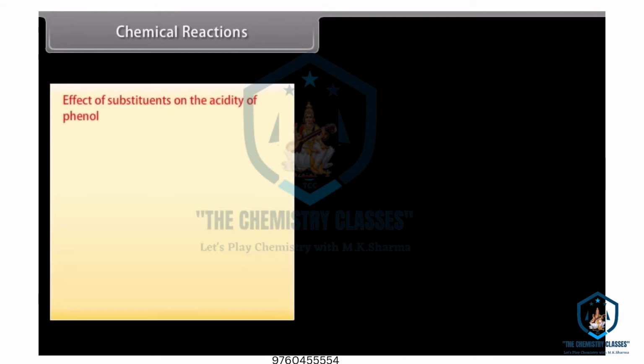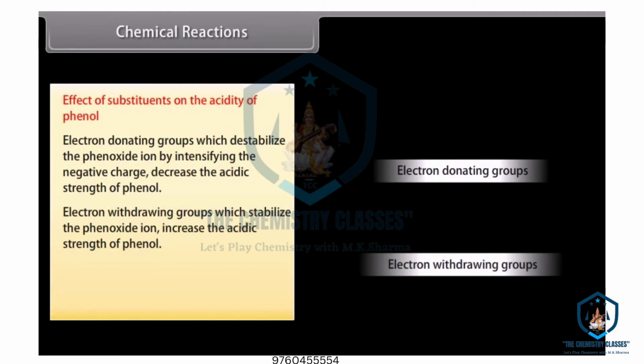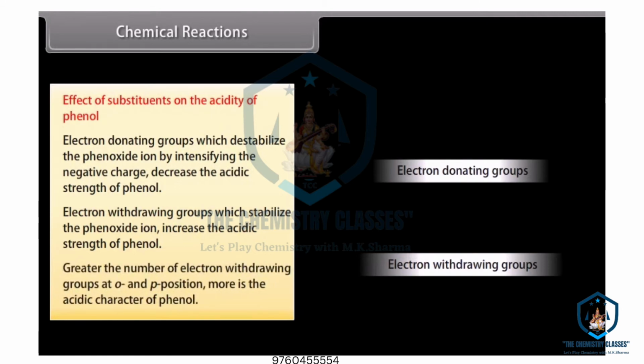Effect of substituents on the acidity of phenol. Electron-donating groups, which destabilize the phenoxide ion by intensifying the negative charge, decrease the acidic strength of phenol. Electron-withdrawing groups, which stabilize the phenoxide ion, increase the acidic strength of phenol. Greater the number of electron-withdrawing groups at ortho and para position, more is the acidic character of phenol.